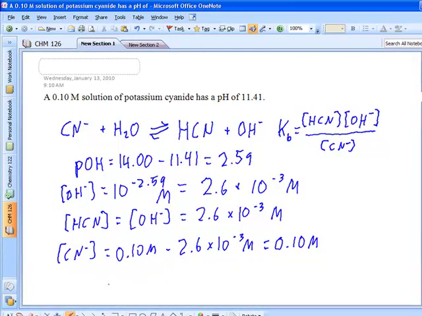So now we can go ahead and calculate our Kb because we have the concentrations of all the different components of this equilibrium involved in the Kb expression. Our Kb is going to be 2.6 times 10 to the negative third squared, since both those concentrations are the same in the numerator, divided by the concentration of the cyanide ion, which we just calculated to be 0.10 molar. If we plug that into our calculators, we get 6.8 times 10 to the negative fifth.